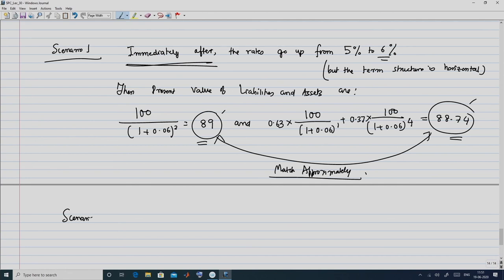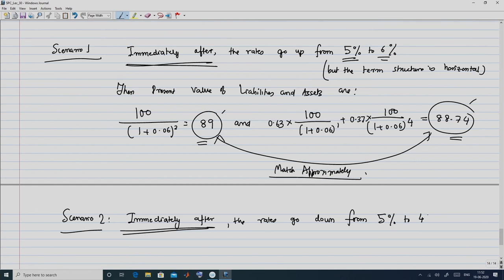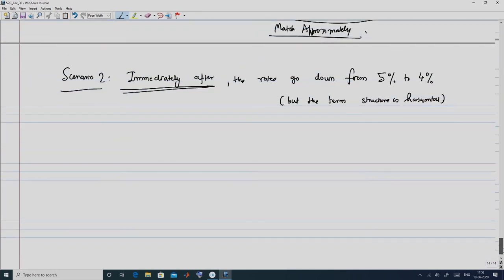Then you would consider scenario 2. So now here we saw that there was an increase in the interest rate. So let us consider a scenario 2 where there is a decrease in the interest rate. So the assumption is that immediately after the rates go down from 5% to 4%, but as before, the term structure is still horizontal. So now instead of 5% being the interest rate for all maturities, it is now 4%.